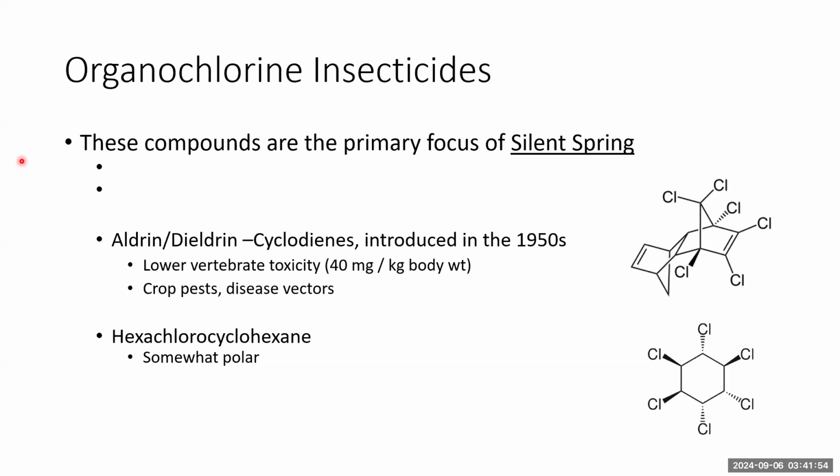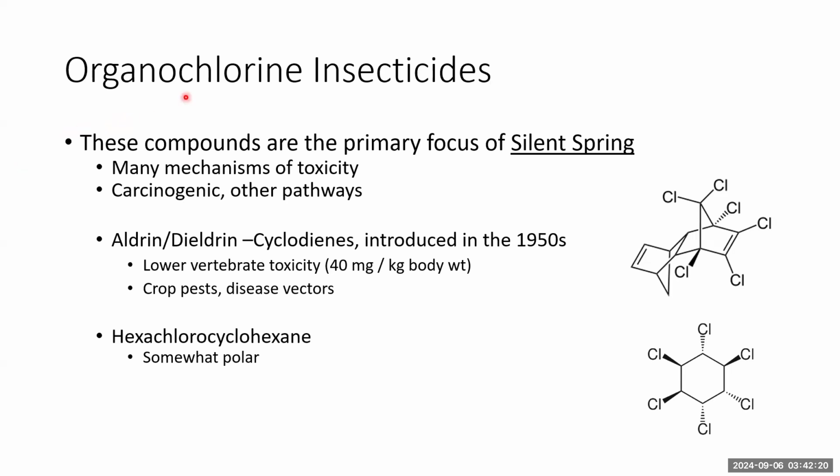It is the book that really changed the course of the past 100 years. As tough as this class may be to hear about, it would be 100 times worse without the book Silent Spring in the world. So Silent Spring did a lot of good work for us. Silent Spring really focused on organic compounds, especially organochlorine compounds. So these are organic compounds that have chlorines on them.